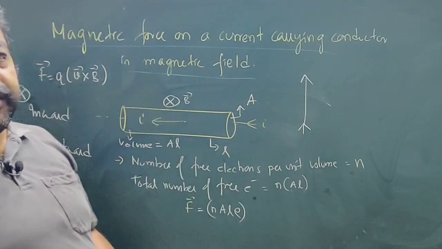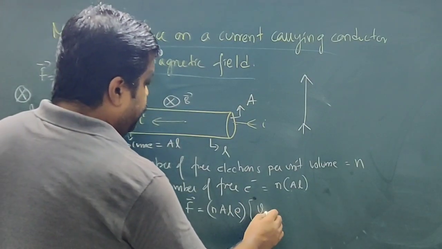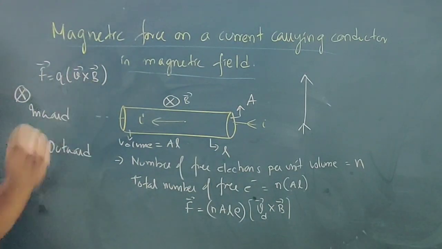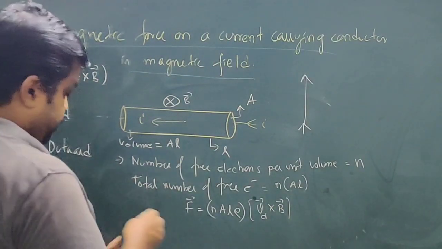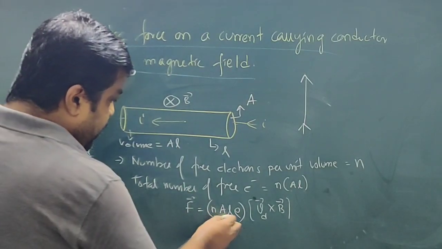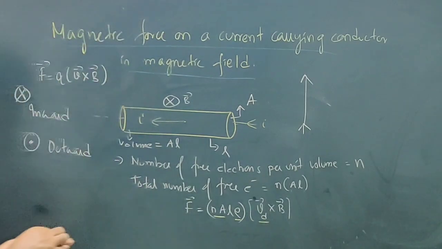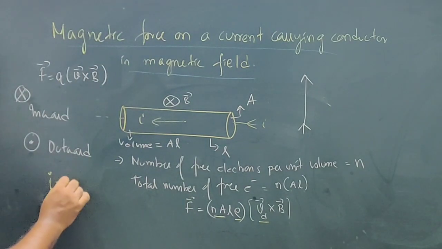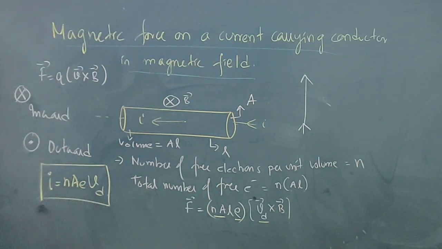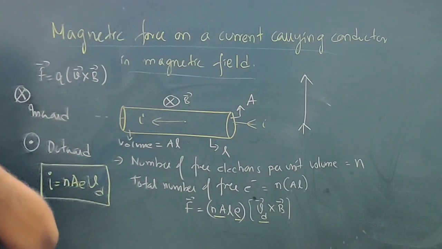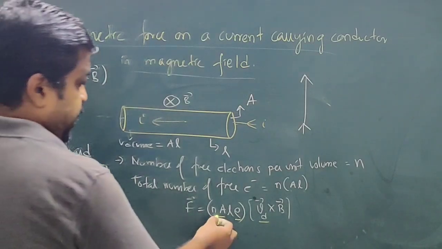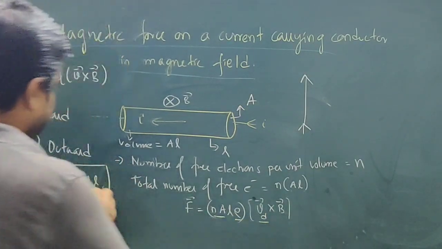Now these electrons are moving with drift velocity, so this is v_d cross B, where B is the strength of the magnetic field. Now this quantity N·A·e·v_d is the strength of current. This is the relation between current and drift velocity. We have already derived this expression in the chapter Current Electricity. So N·A·e·v_d can be replaced by I.